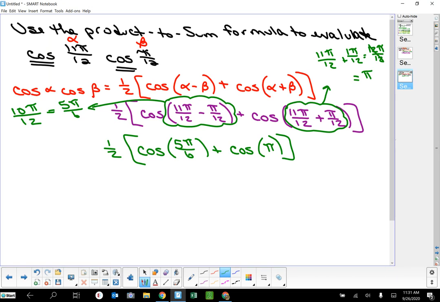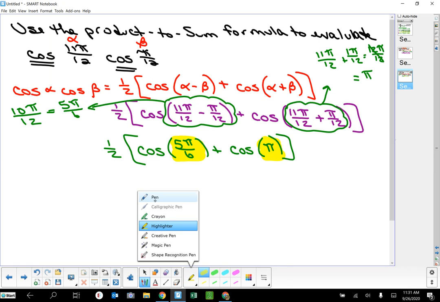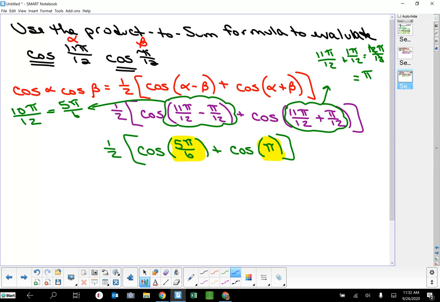All right, well, I do not have my unit circle set up, but you can go and take a look at your unit circle because both of these values are in your unit circle and I have them in my notes. So I'm going to just pull those values of cosine from my unit circle. And so I know the cosine of 5 pi over 6 is negative rad 3 over 2. And the cosine of pi, which is 180 degrees, is negative 1.